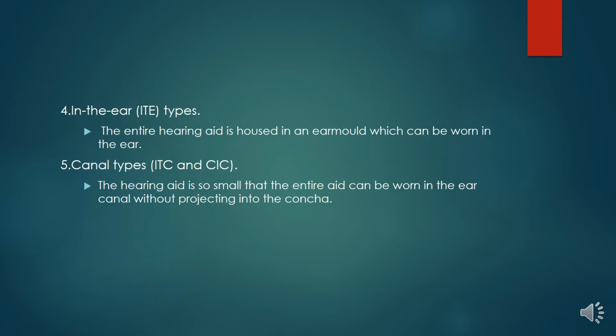Fourth, it is the in the ear type. The entire hearing aid is housed in an ear mold which can be worn in the ear. The fifth one is the canal type. The hearing aid is so small that the entire aid can be worn in the ear canal without projecting into the concha.